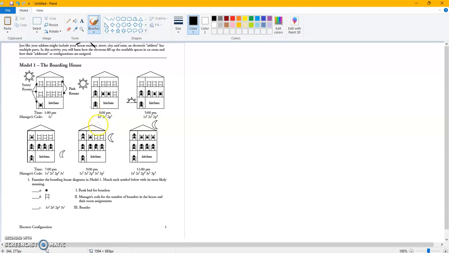So for the manager's code, if you look, this first number, the 1, is referring to the first level. And then the S is referring to the sunny side, the sunny rooms. Okay, so which side of the house it's on. And then the little 2 refers to 2 boarders in that room. So when you see something like this, all it's saying is it's giving you a map of where all the boarders are and where they can be. Alright?